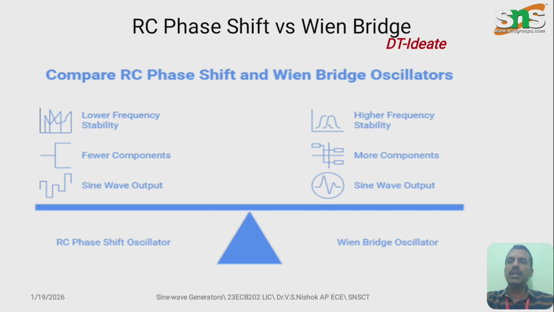So here the RC phase shift provides less stability than the Wein bridge oscillator. With the help of the lead lag circuit, this Wein bridge oscillator provides the stable output and pure sine waveform when compared to the RC phase shift oscillator, which has more complex circuit components.